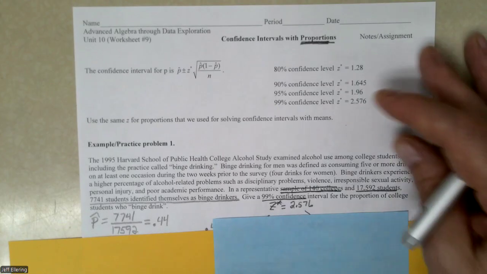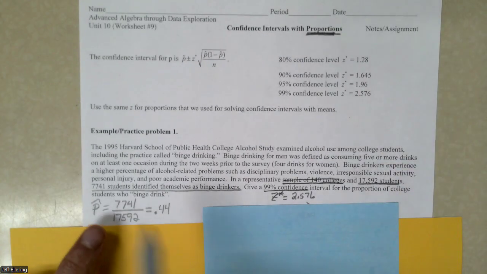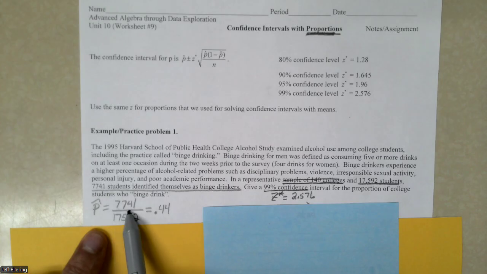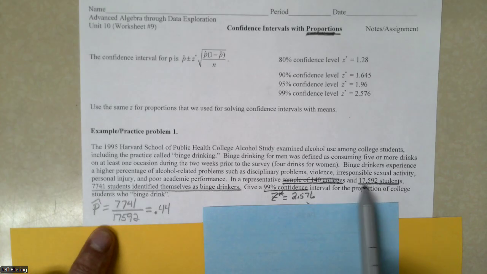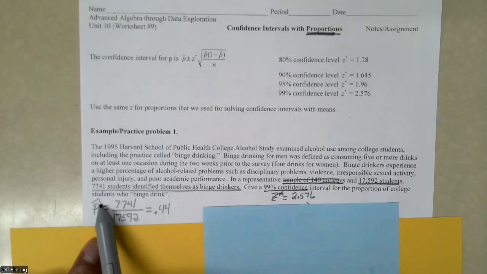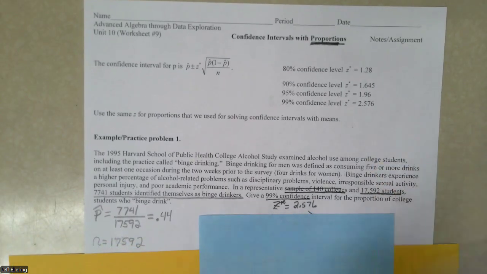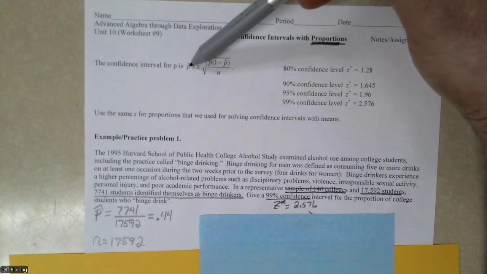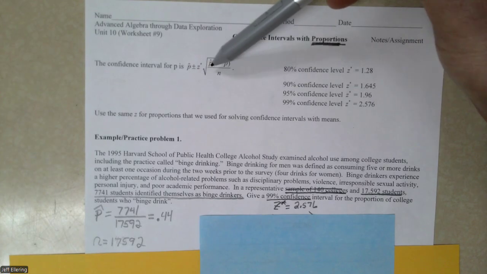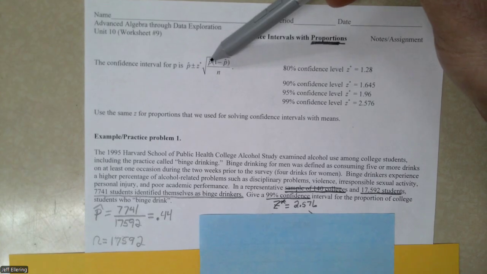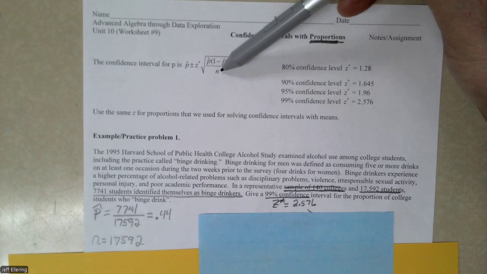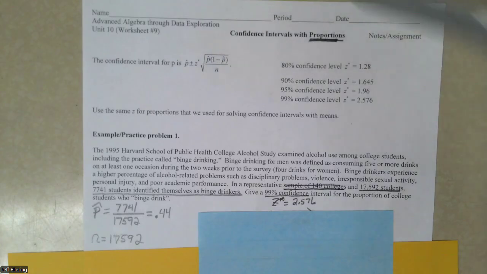the proportion. So the first thing we're going to do is take our 7741 and divide it by the whole sample size, 17,592 students. That's our p hat. Again, this divided by this. Our sample size, our n in this situation, is going to be the 17,592. So we've got our p hat. We know our Z. Again, here's p hat, but then 1 minus p hat, and then n. All of that's in the square root.